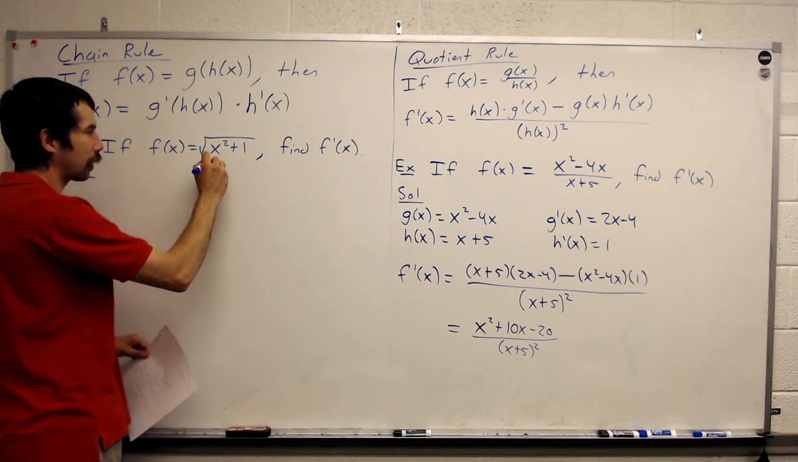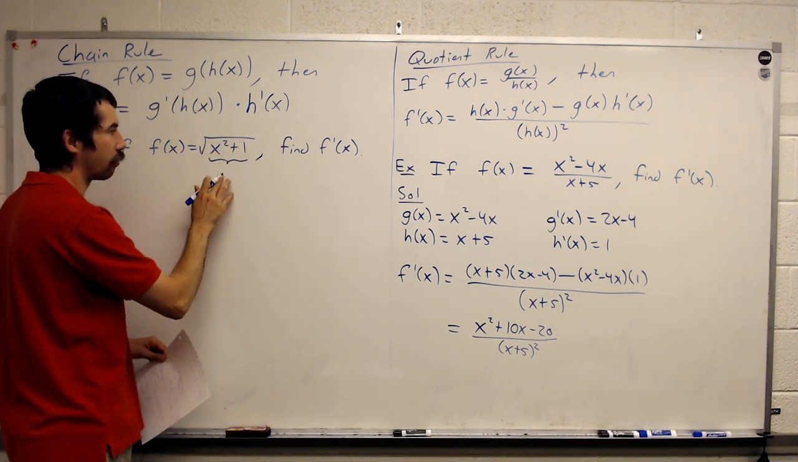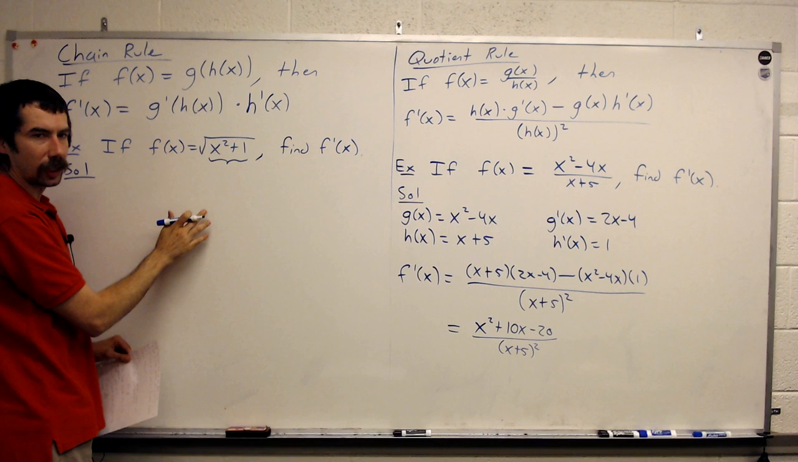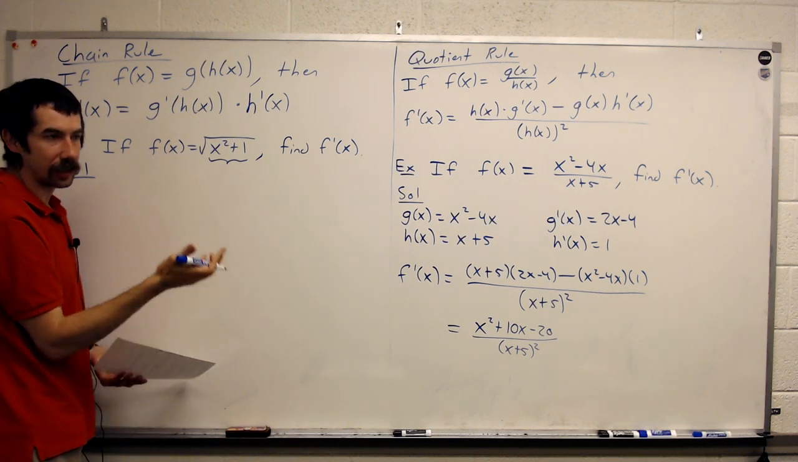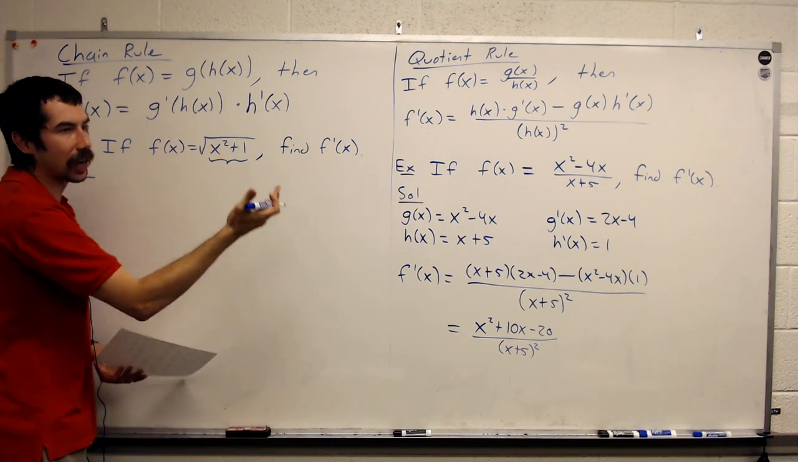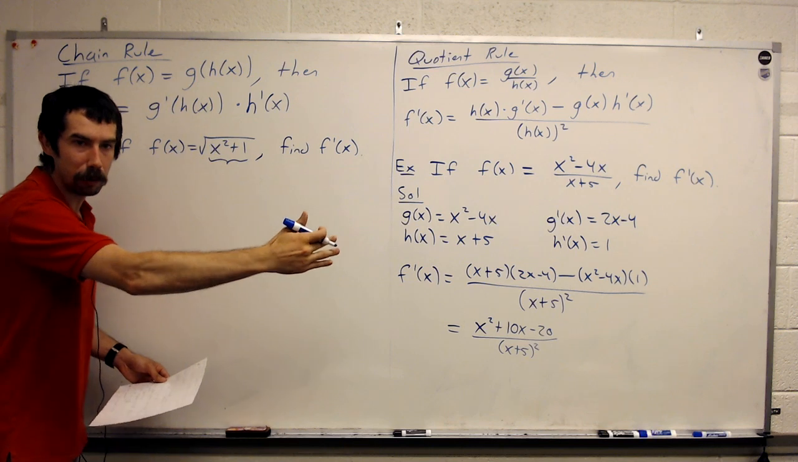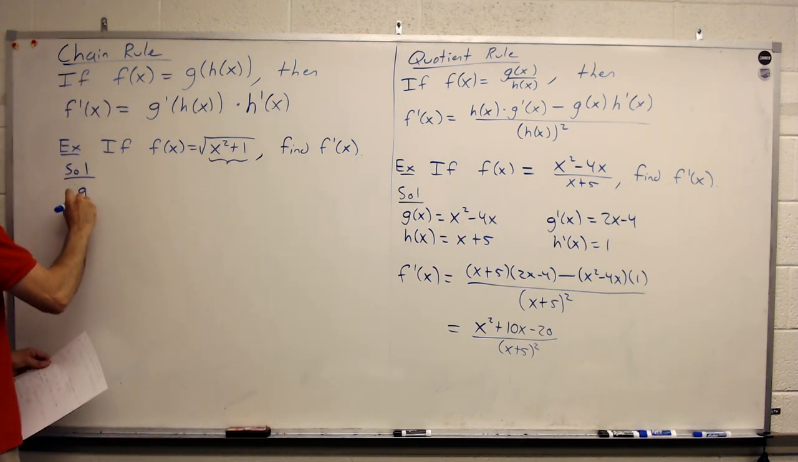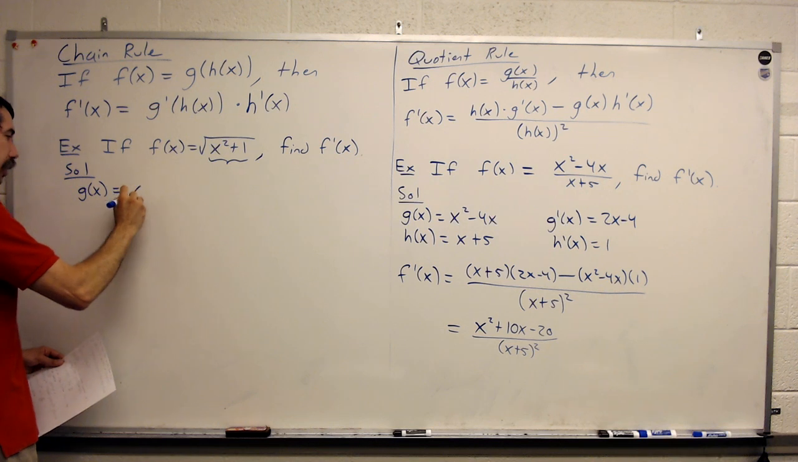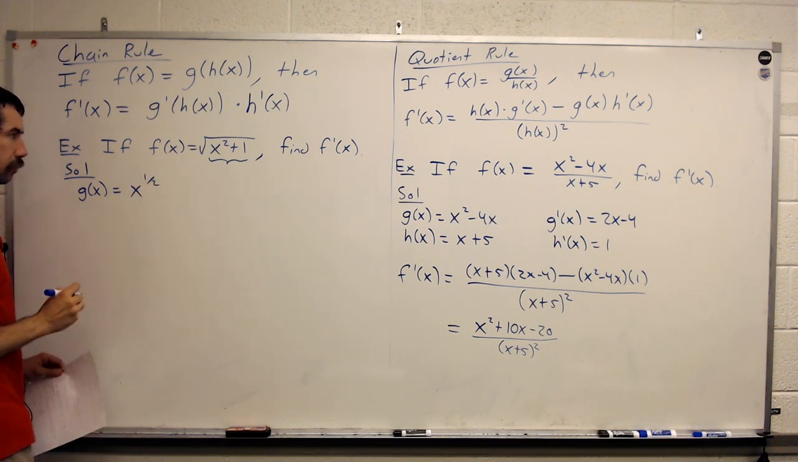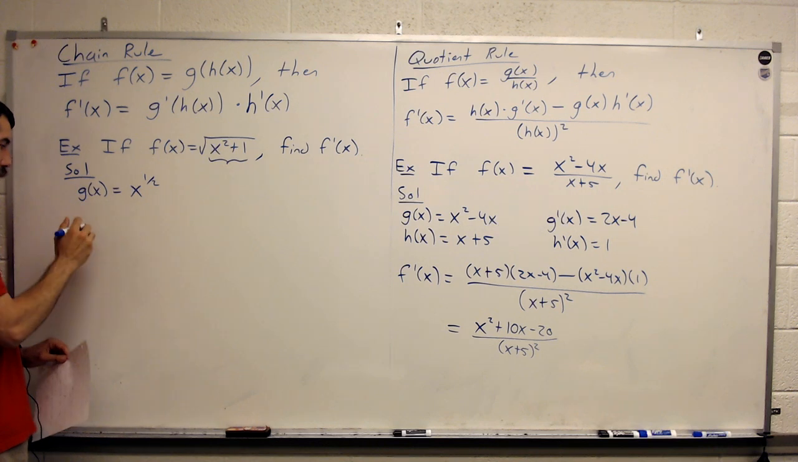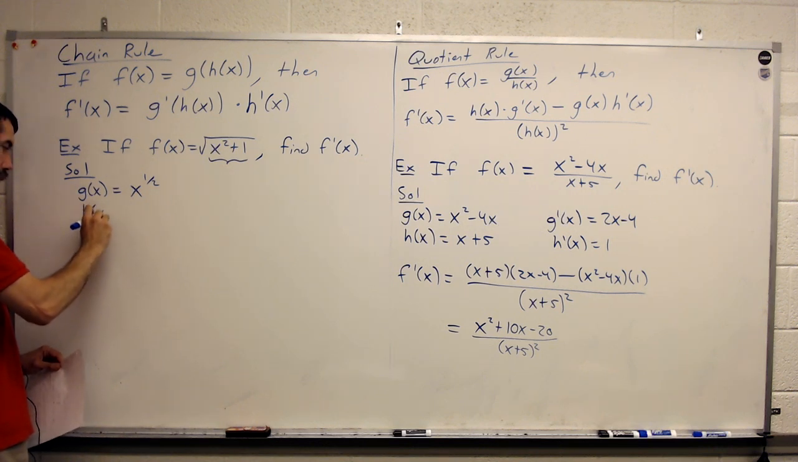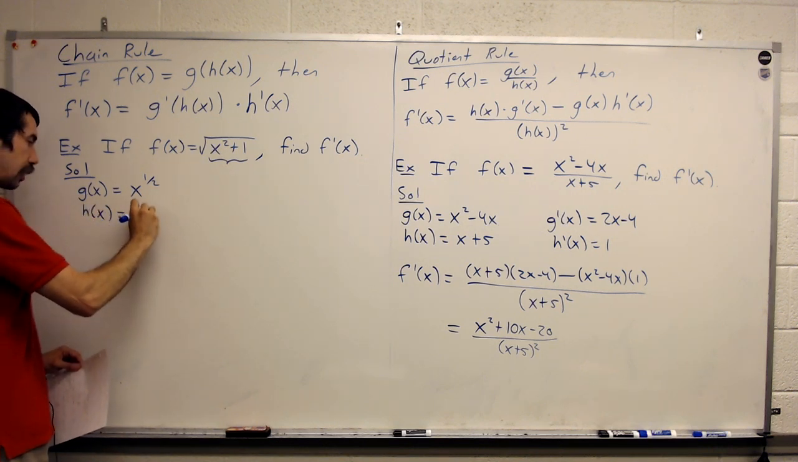Okay, and so typically, right, this is the inside function. So x squared plus 1 is going to be our inside function. And then what's happening to x squared plus 1? We're taking the square root of it. So that's our outside function. So our outside function is x to the 1/2. Our inside function is x squared plus 1.